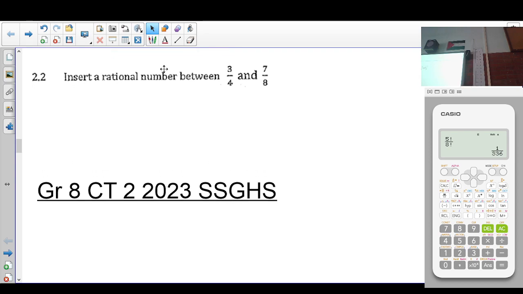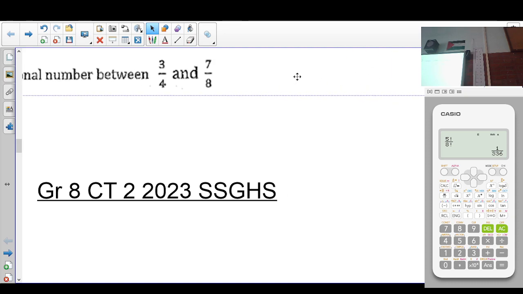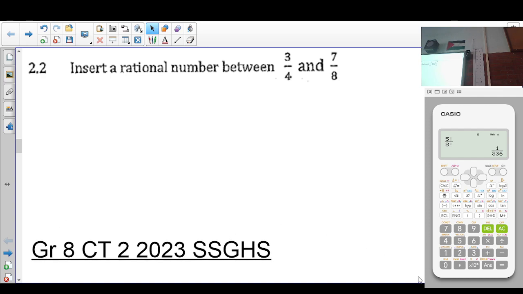The next question, it says insert a rational number between 3 over 4 and 7 over 8. So what we need to do first is get the denominators the same. So I'll multiply that by 2 and 1. So we'll get 6 over 8 and 7 over 8. If there's one number we're going to have to insert between, we multiply everything by 2. If there are 2 numbers, I multiply everything by 3. If there are 5 numbers, we multiply everything by 6. This is one. Okay.